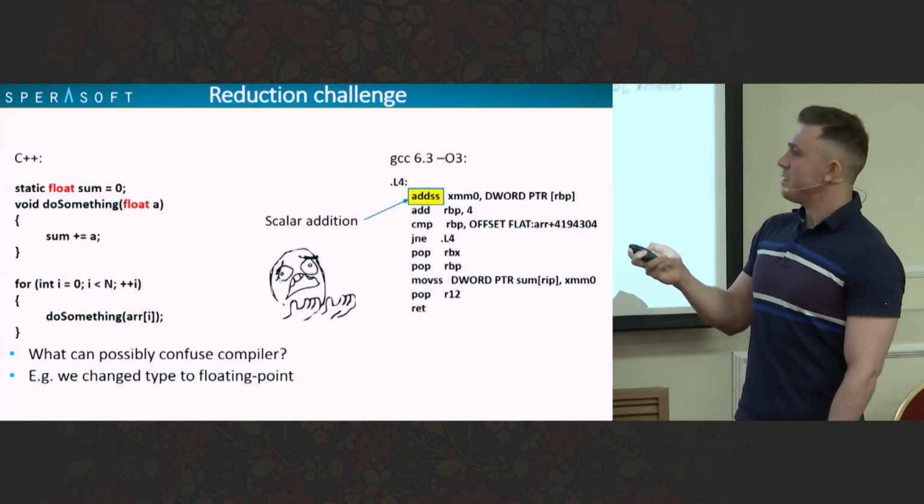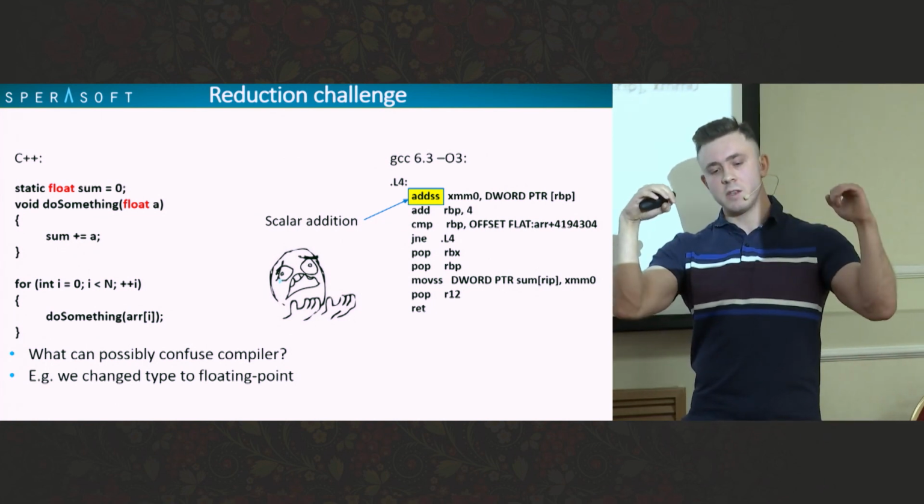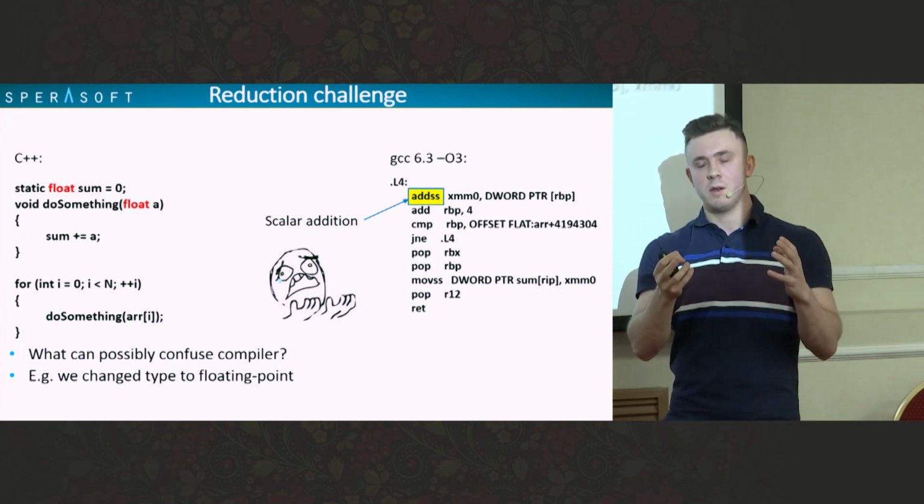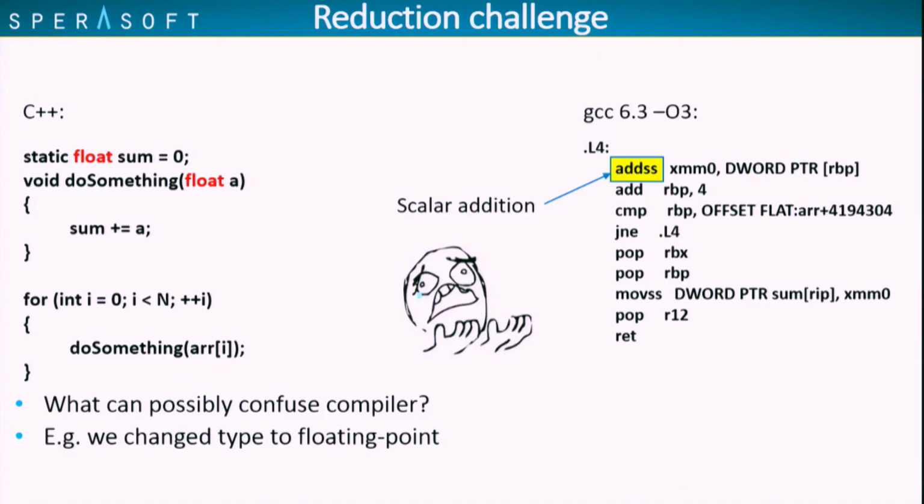Okay, so you get a scalar addition here. So basically, it doesn't utilize the full length of the vector register, and it performs a single addition in the iteration. Does anybody have any ideas why the compiler didn't vectorize this code?